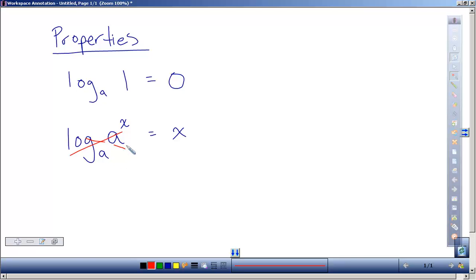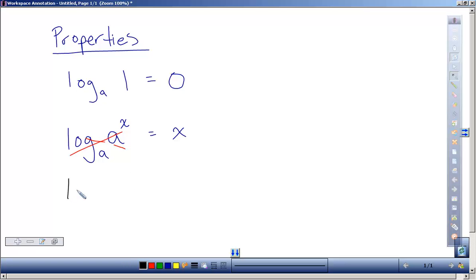That's important for when we're trying to solve equations. Another way to think about it is they are inverses of each other, an exponential and a log, and so they would cancel each other out very similarly to a square root and a square. And so that is a property that you want to remember.